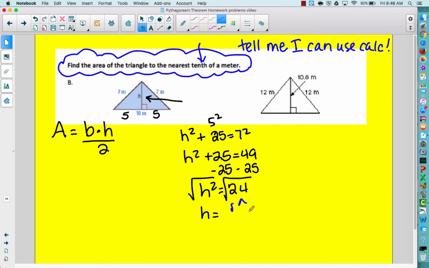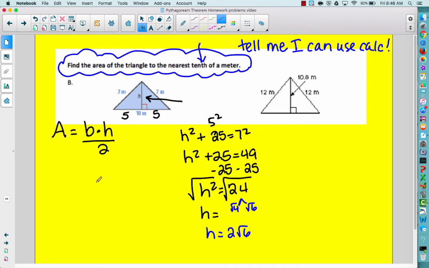So this breaks into the square root of 4 and the square root of 6. So h is 2 root 6. Now watch, I'm going to simplify this whole thing before I put it into my calculator, because we only want to round at the end of the problem. We don't want to round more than once in the problem.